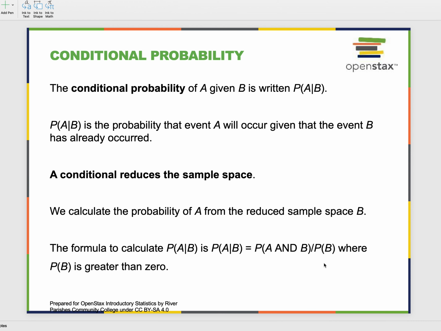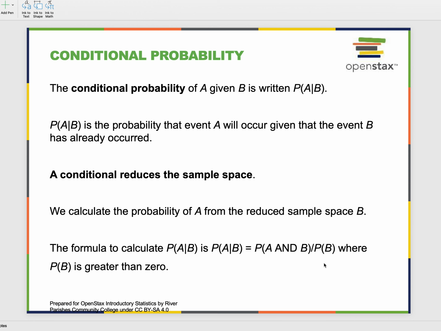Conditional probability is the probability of A given that something B has already happened. You write it as probability of A with a straight up and down slash B, and you read that as A given B. It's the probability that event A will occur given that the event B has occurred. A conditional reduces the sample space. So we calculate the probability of A from the reduced sample space B.